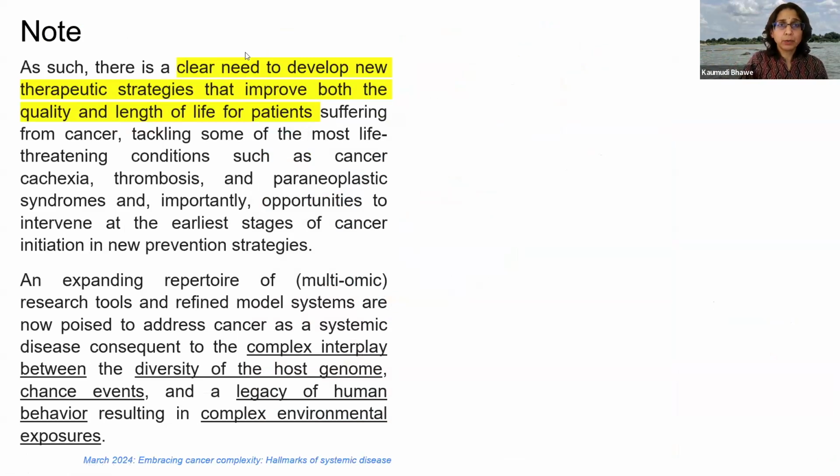And so in 2024 hallmarks, there is still a clear need to develop new therapeutic strategies, strategies that are going to improve the quality and the length of life, both, right? Now the focus is on strategies. Yes, of course, there will always be new drug development and new drugs have to be identified, but also, what is the complex interplay between the diversity of the host genome, chance events, and complex environmental exposures that individual is being exposed to.